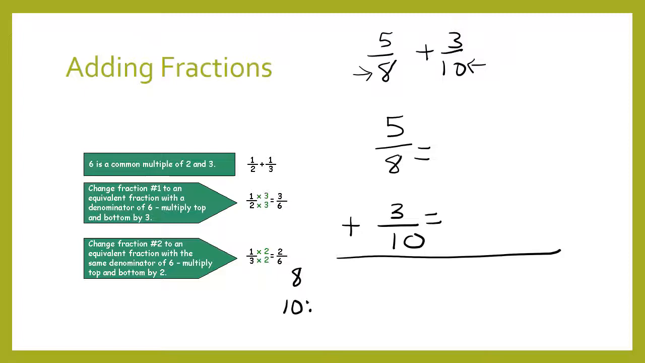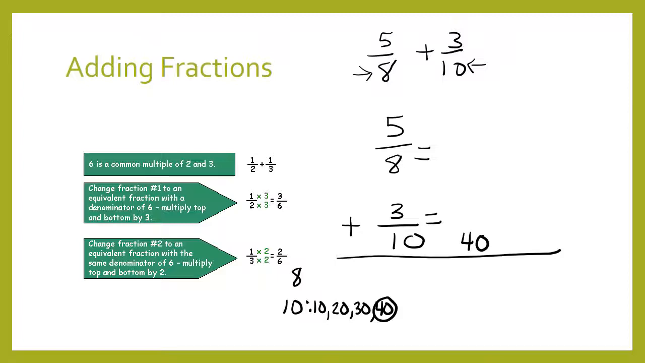I like to start with the largest one. So 10 times 1 is 10. Can 8 go into 10 evenly? No. So 10 times 2 is 20. 8 times anything equals 20? No. 10 times 3 is 30. Can 8 go into 30 evenly? No. 10 times 4 is 40. Can 8 go into 40 evenly? Yes. So that is my very first one, or my least one, where they are common or the same. So that is going to be my common denominator.